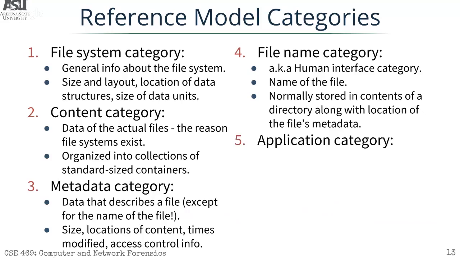Okay, application category. This is the last of the categories in this reference model. The application category refers to a bunch of non-essential, non-critical operations that the file system can do. Basically, it's just a journal. So journaling, we're not going to cover this at all in this topic or in this course, but journaling helps make a file system more stable, but it doesn't provide any critical operation to the file system, right?